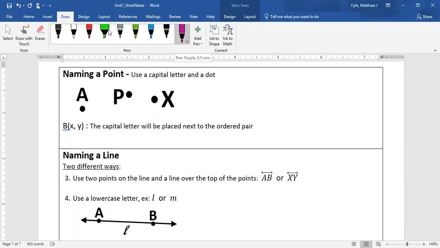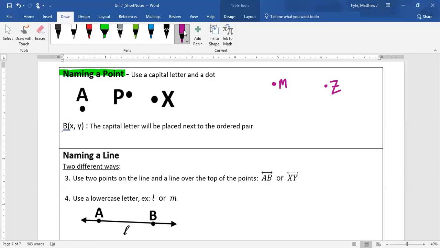If we're going to name a point, we're going to use a capital letter and a dot. Okay, so literally just there's a point and pick a capital letter. I'm going to pick M for Matt. Or there's one, I could pick Z. Okay, but it has to be a capital letter. You might see it like this every once in a while.